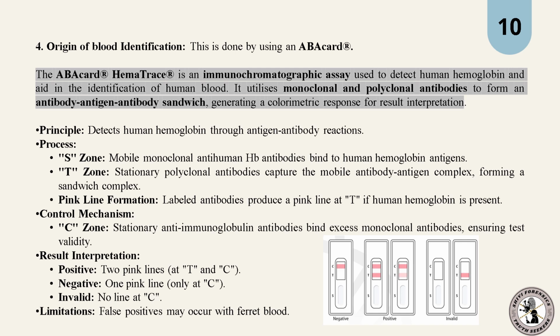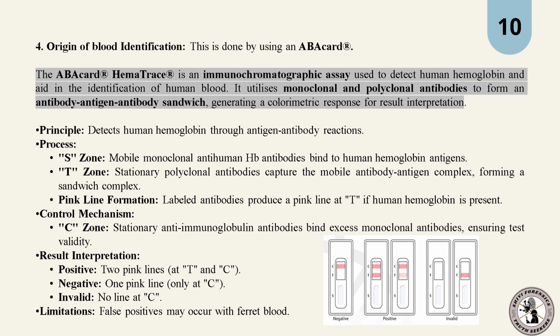So in the S zone, this monoclonal antibody and the human hemoglobin antigen have already made a connection. They have already interacted, and now in the T zone, another antibody, which is polyclonal, will get attached to these two and form a sandwich like structure. Now, these antibodies are labeled because we are producing them in the laboratory. So when they go to the C zone, they will either produce a pink line or not. Based on whether they are producing a pink line or not, we conclude our result.